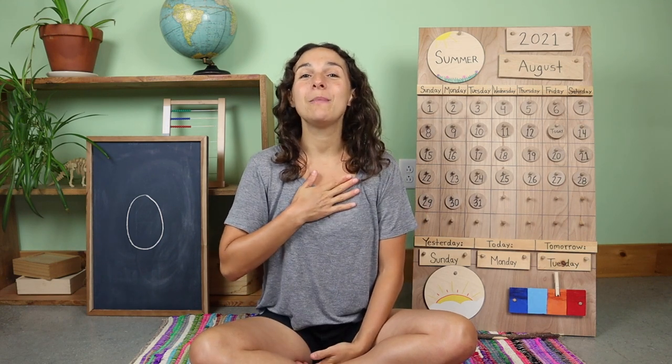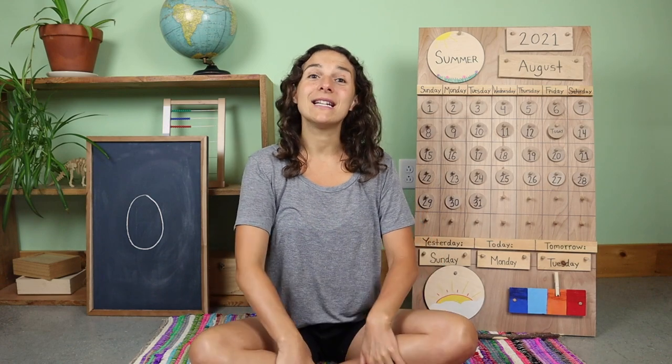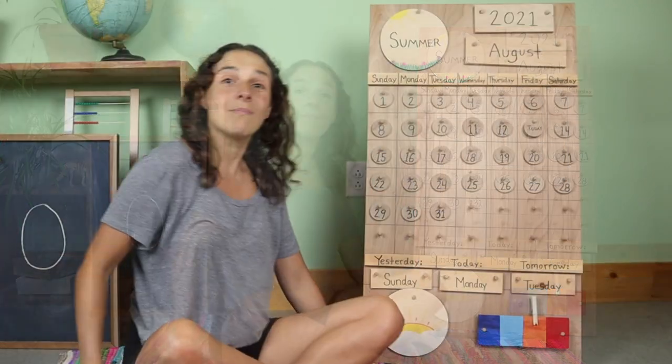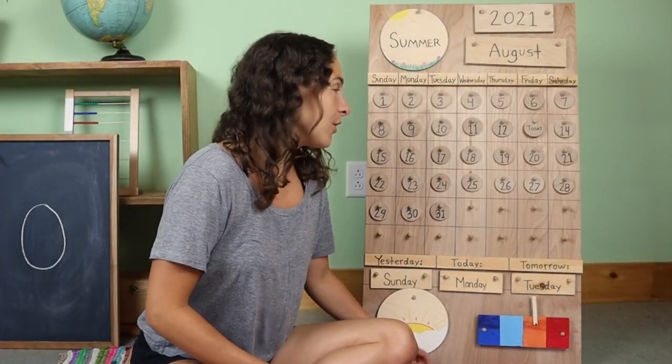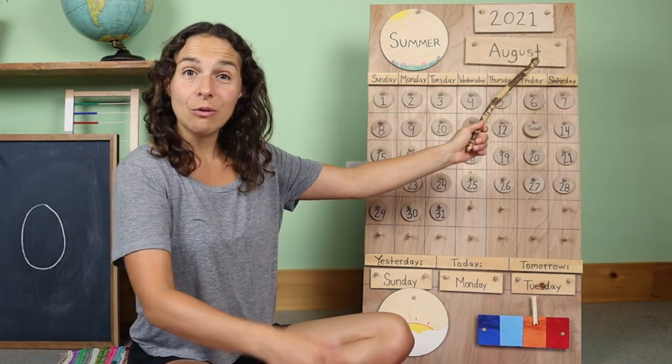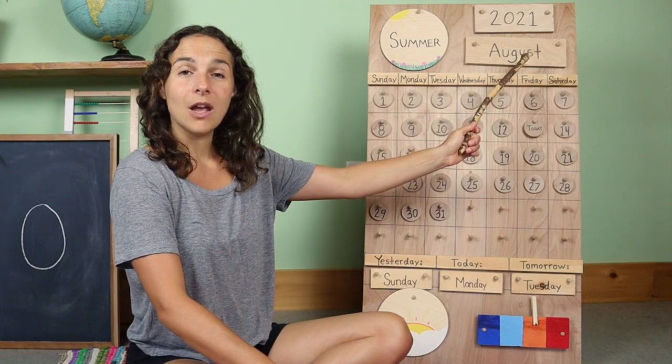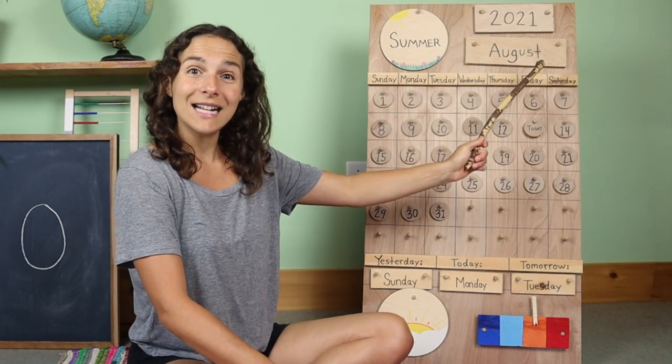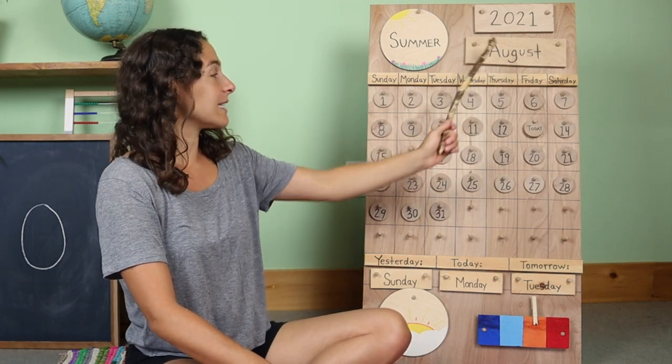And the third and final thing that we need to do is warm up our hearts. Will you show me how to do that? You're right. Boom, boom, boom, boom, boom, boom. And now we're ready to get started with circle time. Let's go over the date first. Here's the month right up at the top. Do you know what the month is? August. That's right. The month is August.